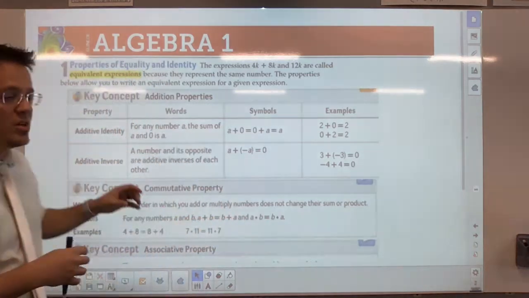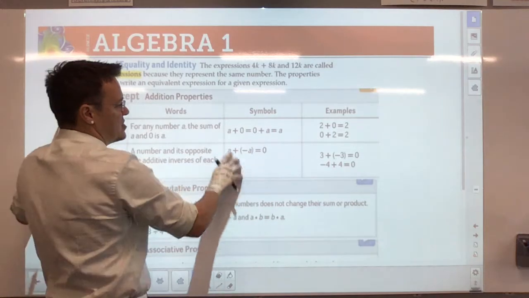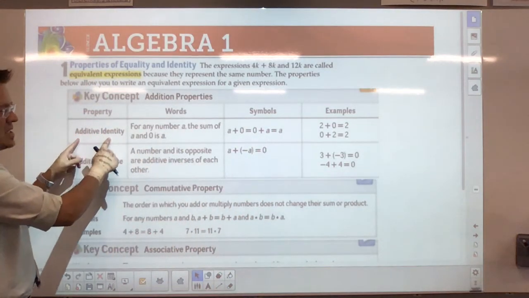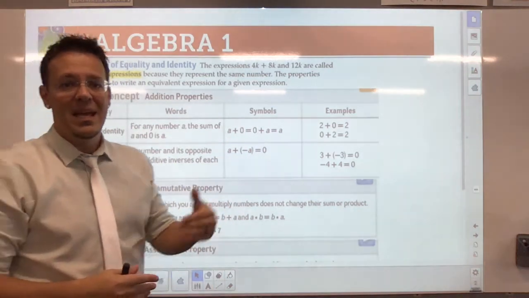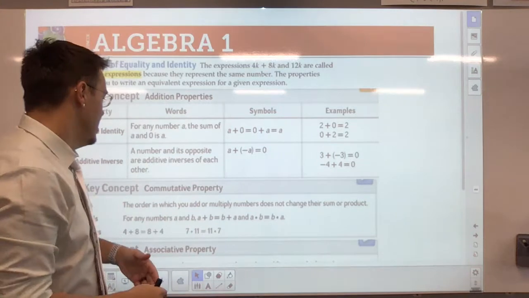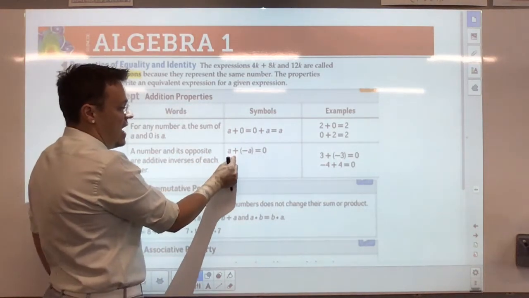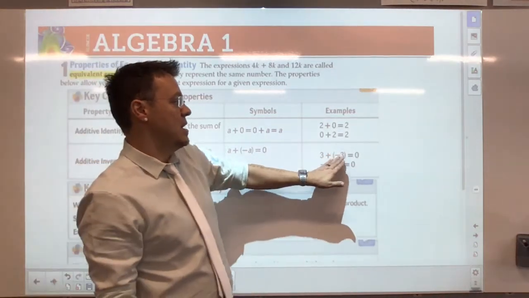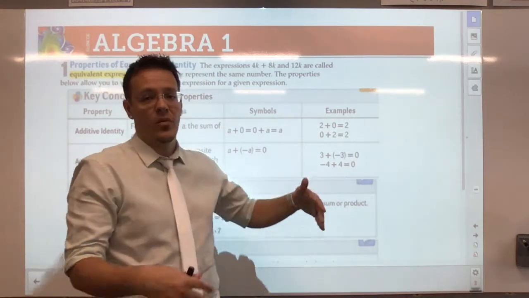The main thing I want you to understand is maybe not necessarily the words, but the symbols and how they react. For example, additive identity basically means if I add 0 to any side, it doesn't matter, it still equals A. Additive inverse is if I take a number and add the opposite, the negative. So 3 plus a negative 3 is 0, and negative 4 plus 4 is 0.